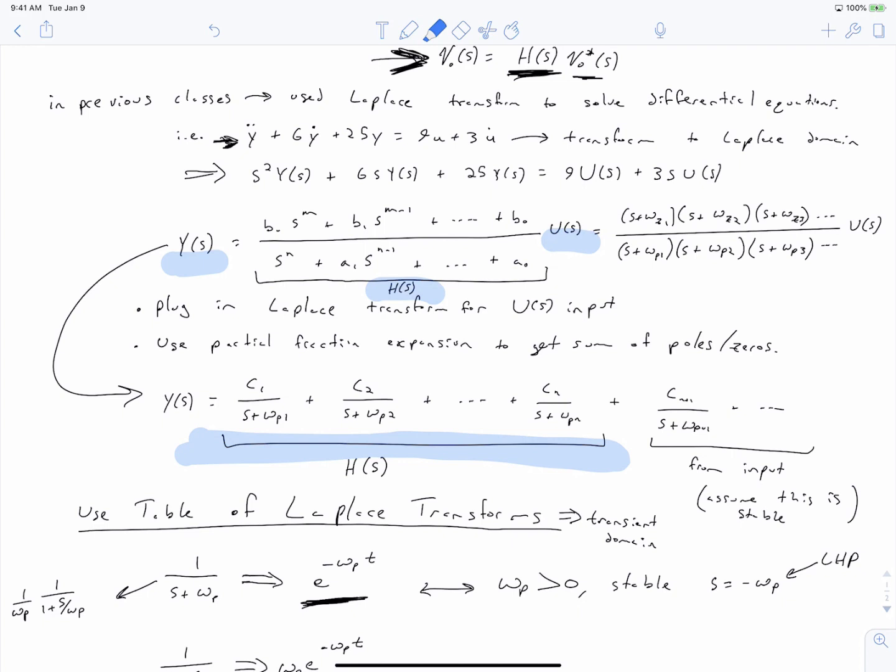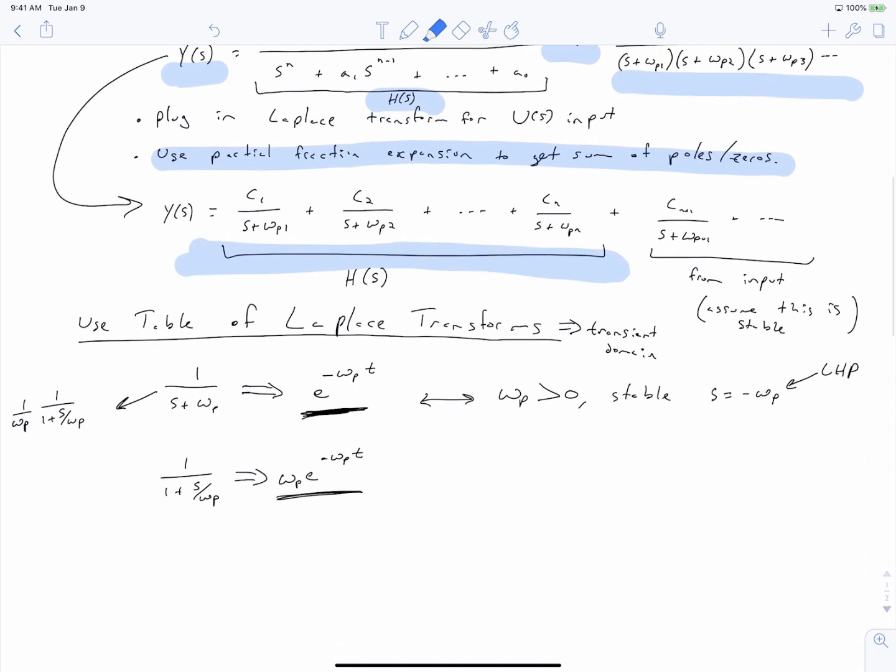We then put this into a form of poles and zeros, and we use the partial fraction expansion technique to get this into the summation of a bunch of simple expressions in the Laplace domain that all have the same form. And then we connected that form to the inverse Laplace transform table in order to get a transient expression. And we looked at the conditions on the poles of that transient expression to determine whether the system was stable or not. So this is a rather simple analysis. The truth is that it gets a little bit more complicated because your system may have repeated roots. It may have repeated poles.